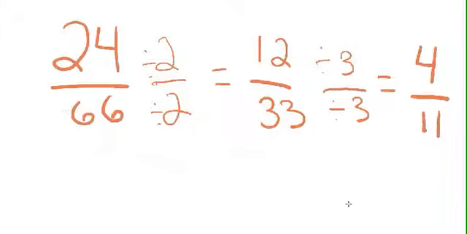I'm going to ask that question one more time. Is there anything that goes into 4 that also goes into 11? Well, I know 2 goes into 4, but 2 will not go into 11. In fact, 11 is a prime number. So 4/11 is the completely simplified fraction of 24 over 66. And that is a very brief introduction to how to simplify fractions.